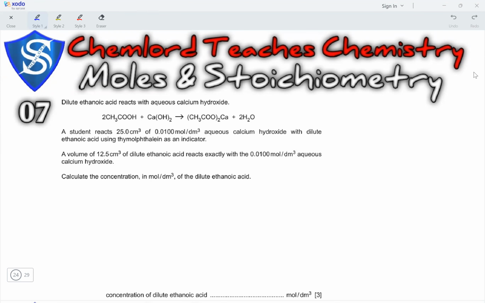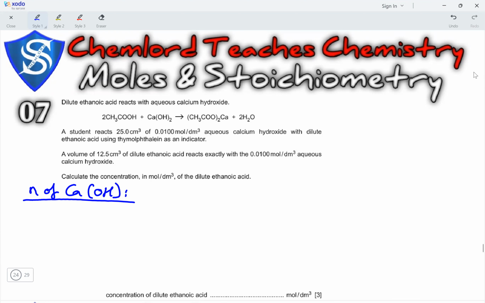So what we need to do here is understand that there are two reactants present, a base and an acid. And in this question, we have been given the volume and the concentration of the base and just the volume of the acid. When we are given such a situation, we need to calculate the number of moles of the substance whose volume and concentration are both given, which is calcium hydroxide. So step one would be to calculate the number of moles of calcium hydroxide.